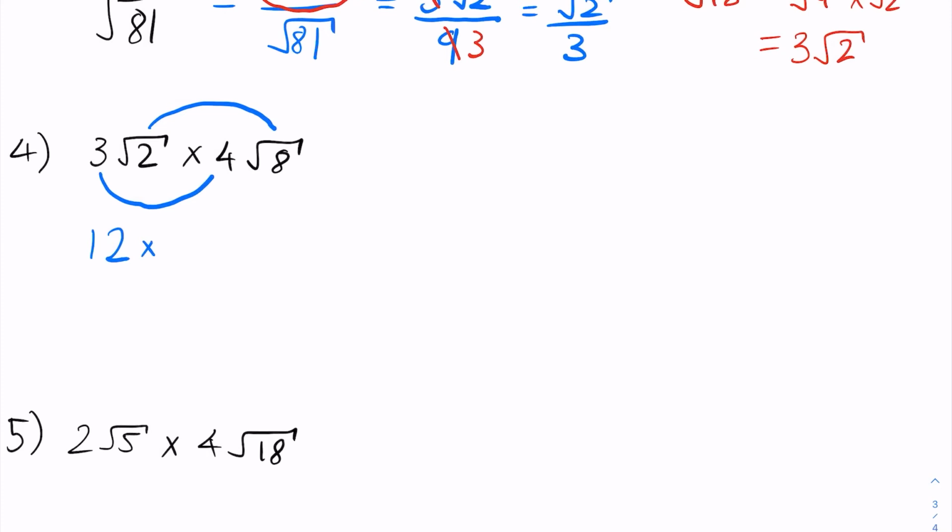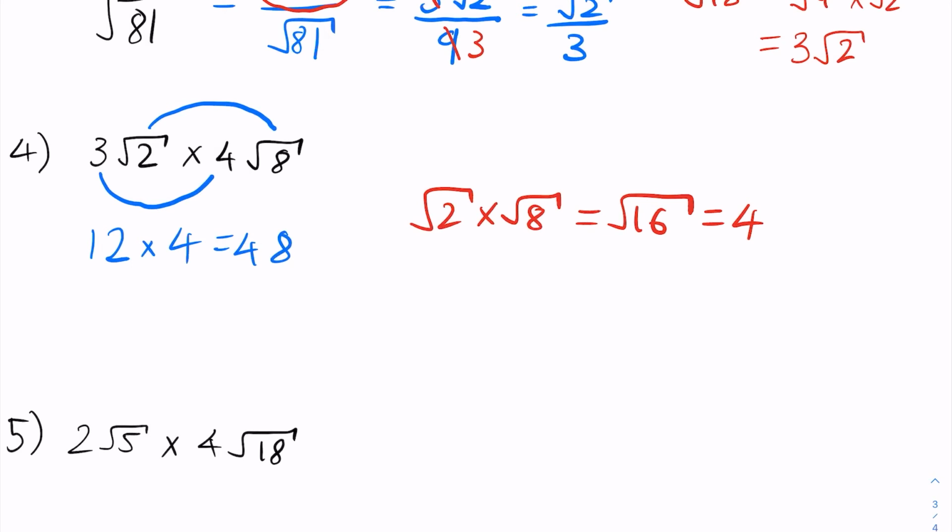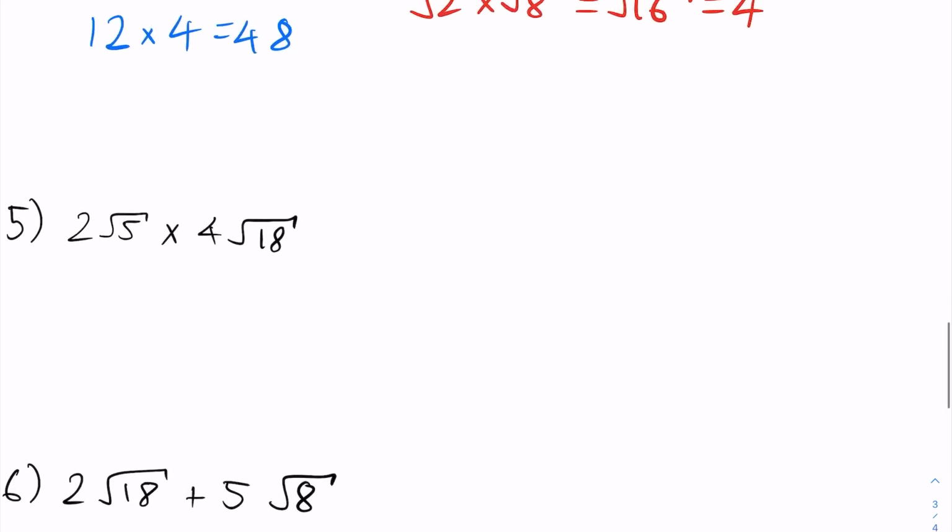Now, the square root of 2 times the square root of 8. Let's think about that. Using the reverse of the idea we've been establishing so far today, the square root of 2 times the square root of 8 we can put back under a single square root to give you the square root of 2 times 8, which is 16, and that is just 4. So in other words, the square root of 2 times the square root of 8 is just 4. So we have 12 times 4, which is just 48.